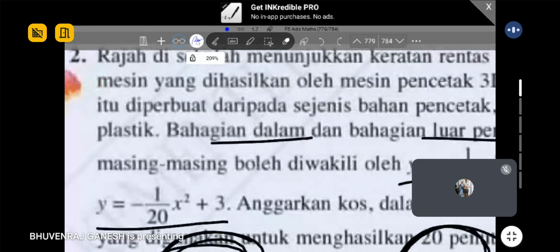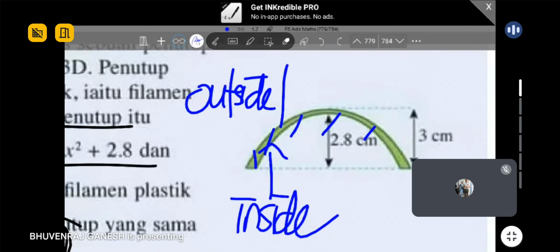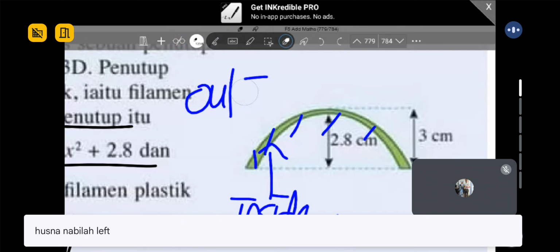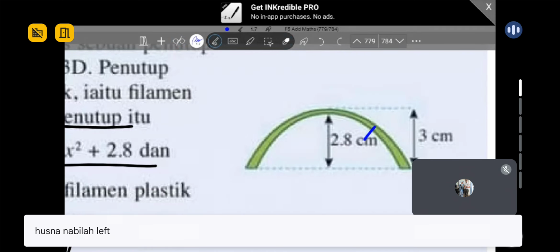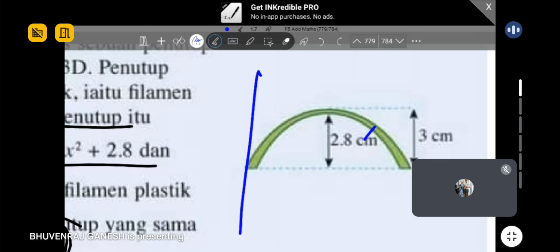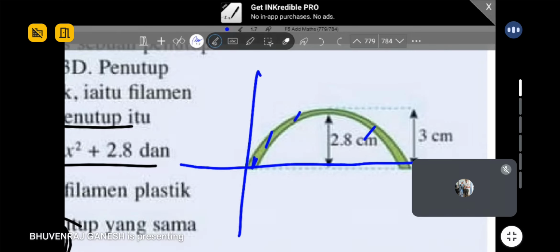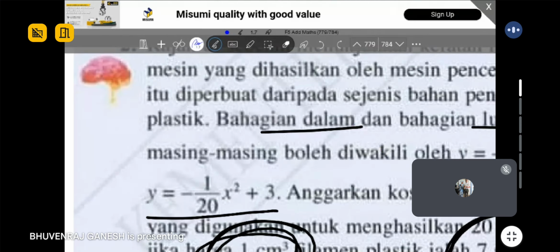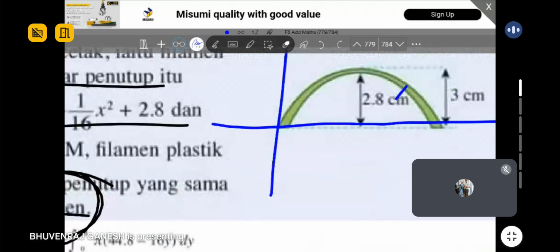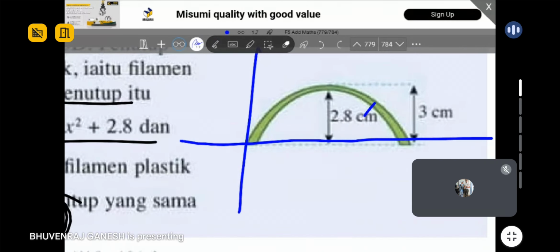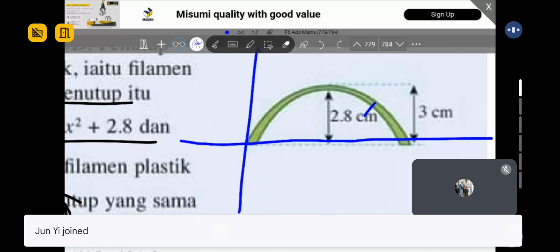So why is the answer outside minus inside? Mengapa macam tu? Very simple. You just draw an axis. You will understand already. Okay, kamu hanya perlu lukis paksi macam ni. So guys, how to get this color region, you take the top part, this one minus this one. Am I right? Okay, yang atas tolak bawah. So then you will get your final answer. Understand? So that's why it is outside minus inside.